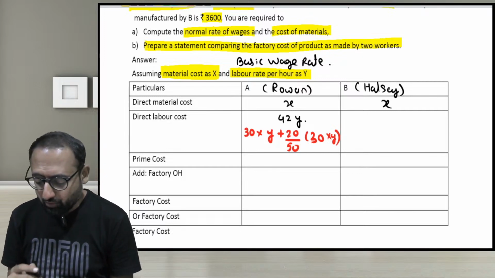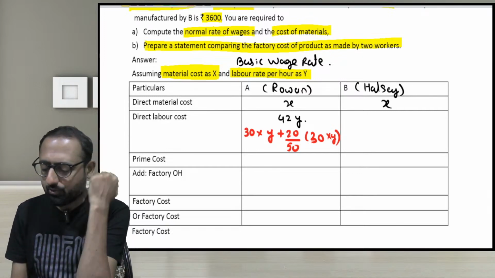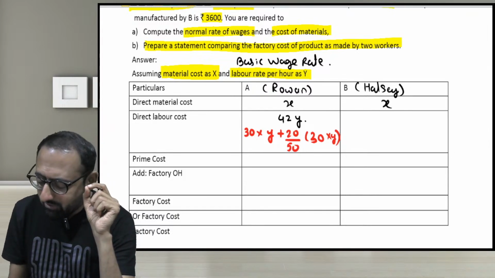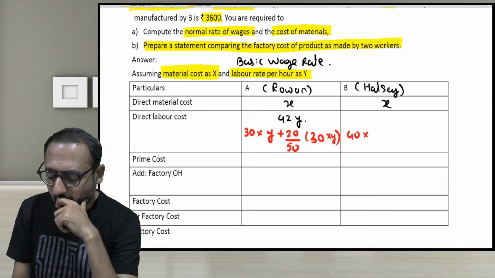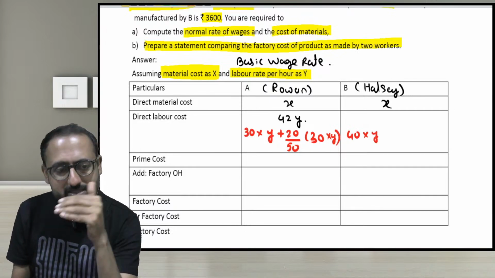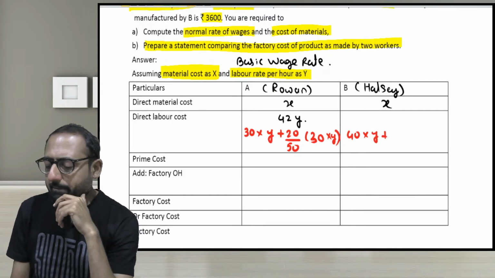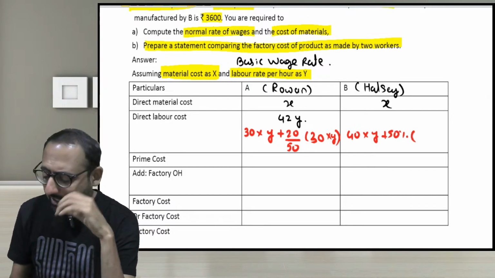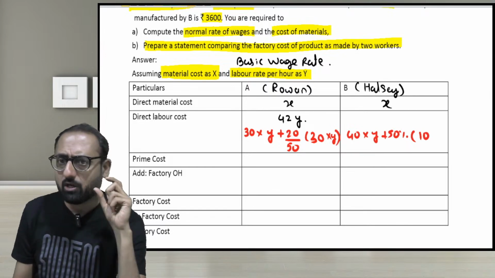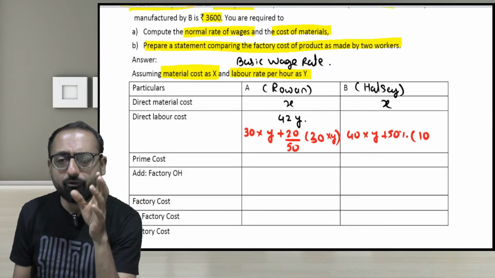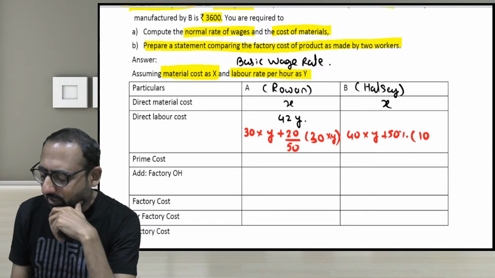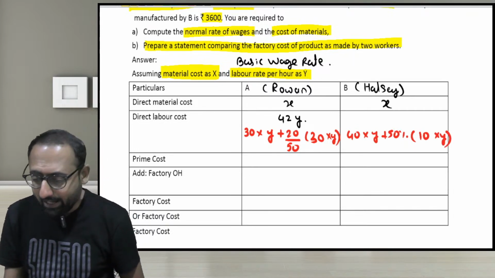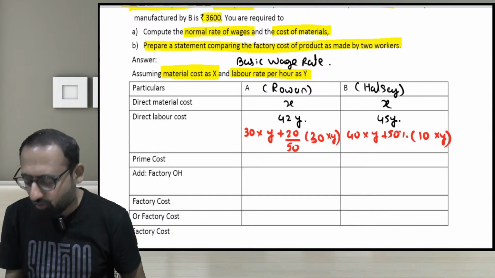Next, in the B scenario, let's work out Halsey. Hours worked multiplied by rate per hour is your formula. Your hours worked is 40, and the rate per hour is Y, since both are paid the same basic wage rate. Plus 50% of time saved multiplied by rate per hour. Time saved is 10 hours because time allowed was 50 and he completed the work in 40 hours. So 10 hours multiplied by rate per hour Y. You'll have to calculate this and tell me whether my answer is 45Y. Yes or no? Reply quickly.